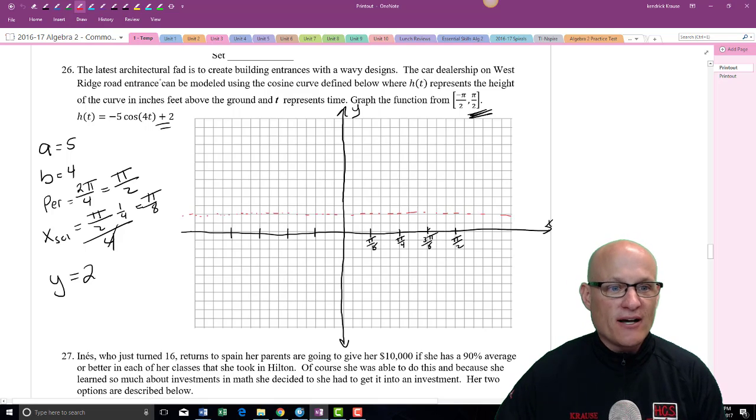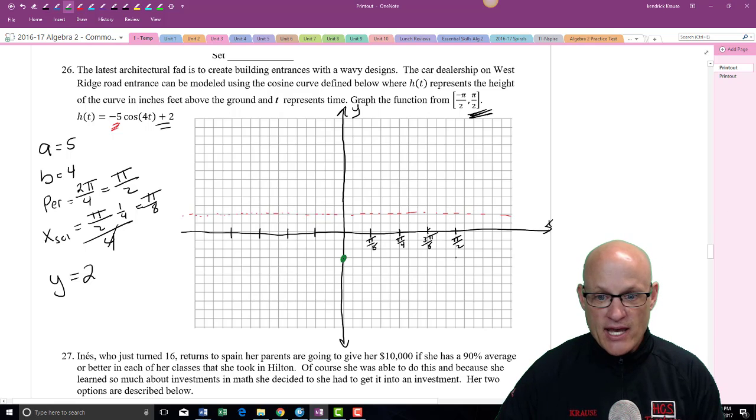So, because this is negative, I'm going to start on a min. And I'm going to go down 5 from here. 1, 2, 3, 4, 5. I'm going to start at a min. I'm going to end at a min. In between the mins is a max. So halfway in between is a max. 1, 2, 3, 4, 5. In between those are zeros.